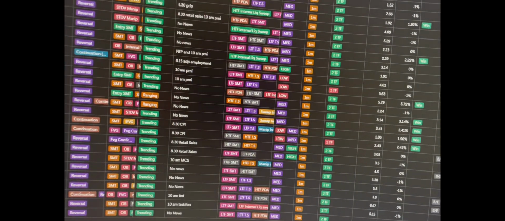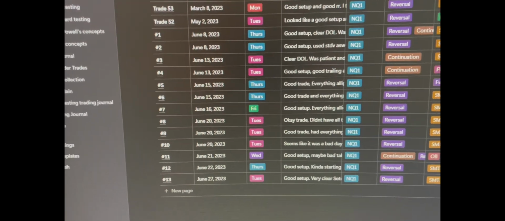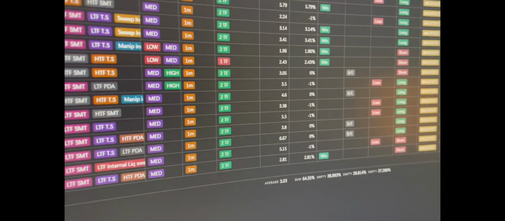Okay guys, so I've now ended the day backtesting. I backtested on a new session, 17 trades, 55.56% win rate, average 2.75 RR. I have every trade documented here. It's the one with hashtags. So yeah, 5 wins, 4 losses, 4 break-evens.